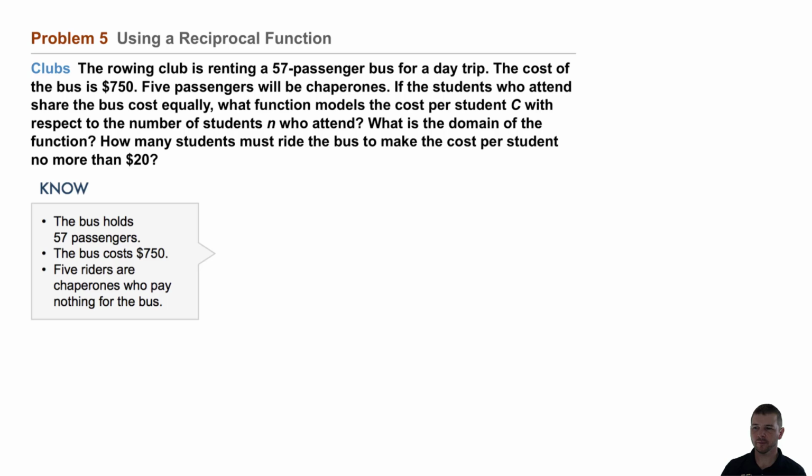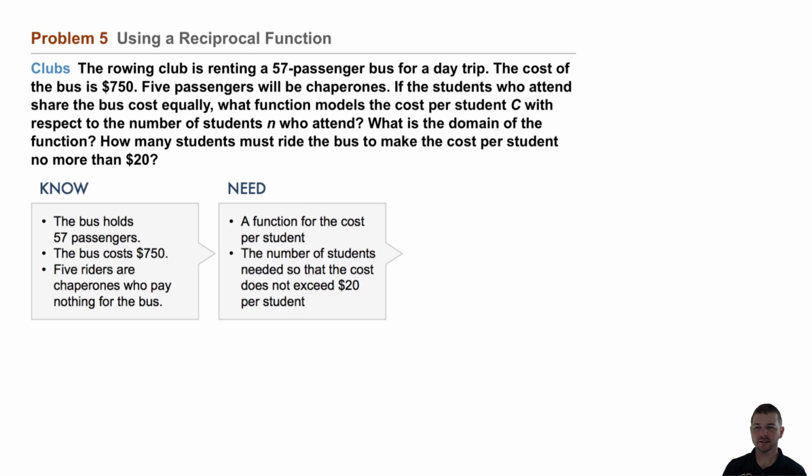First, consider what you know. You know the bus holds 57 passengers. You also know the bus costs $750. And you know 5 riders are chaperones who pay nothing for the bus. Next, consider what you need. You need a function for the cost per student. You also need the number of students needed so that the cost does not exceed $20 per student.